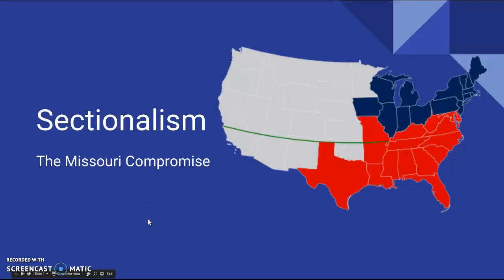Alright guys, so today I'm going to briefly introduce you to the topic of sectionalism, which will be the topic for this entire unit that we're going to cover right before the Civil War. And then to go a little bit more in depth with sectionalism, we're going to talk about really the first event that starts this sectionalism within the United States, and that event is called the Missouri Compromise.